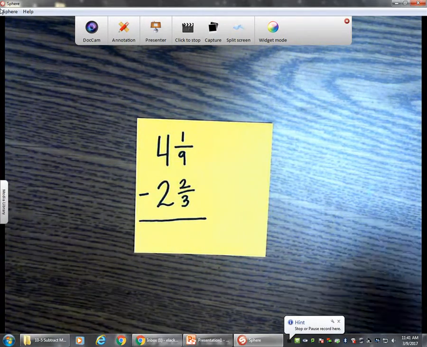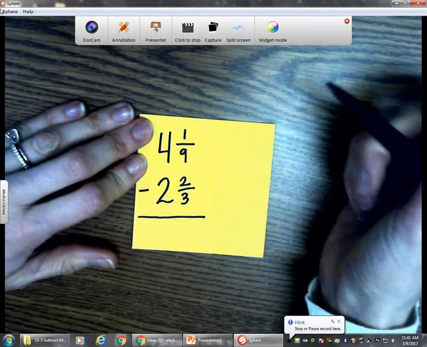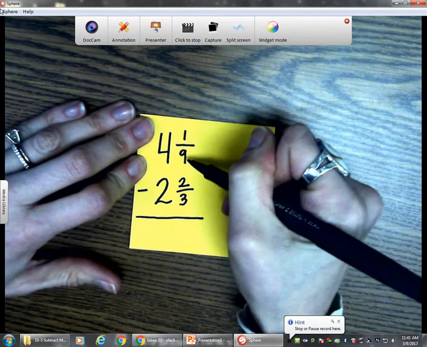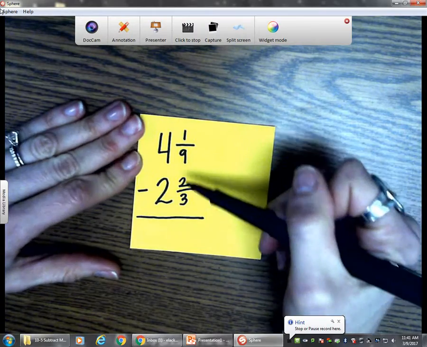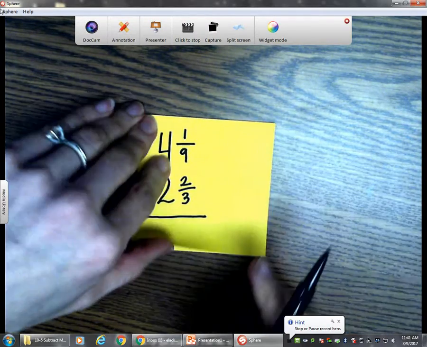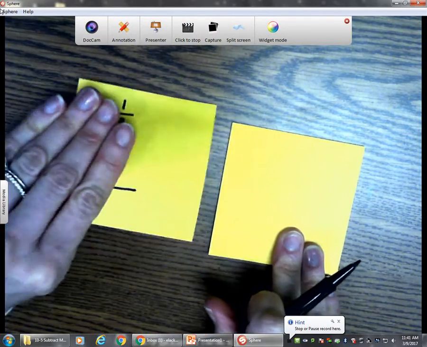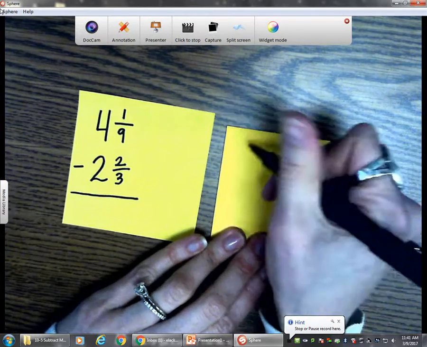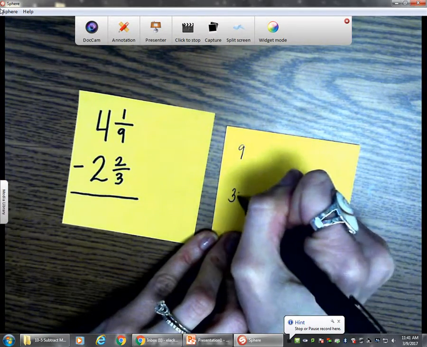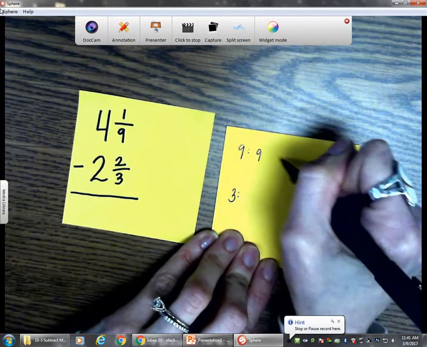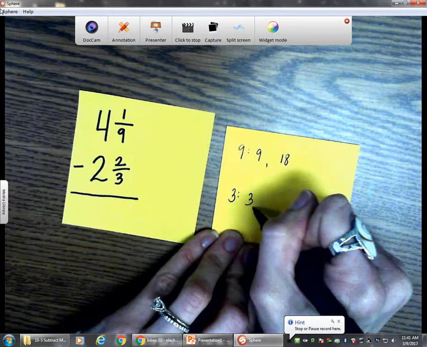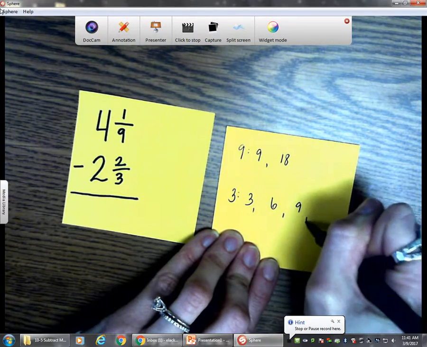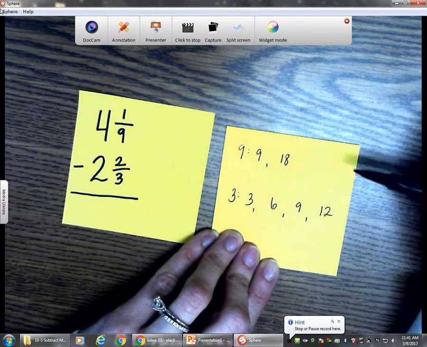Alright, so for this problem, again, I see that the denominators are not the same, and we know the drill by now: same denominator, find the multiples. So I can find my multiples of 3 and 9. Multiples is just a fancy word for skip counting, so you don't have to feel like it's something you don't understand. 3, 6, 9, 12. So same denominator, find the multiples.